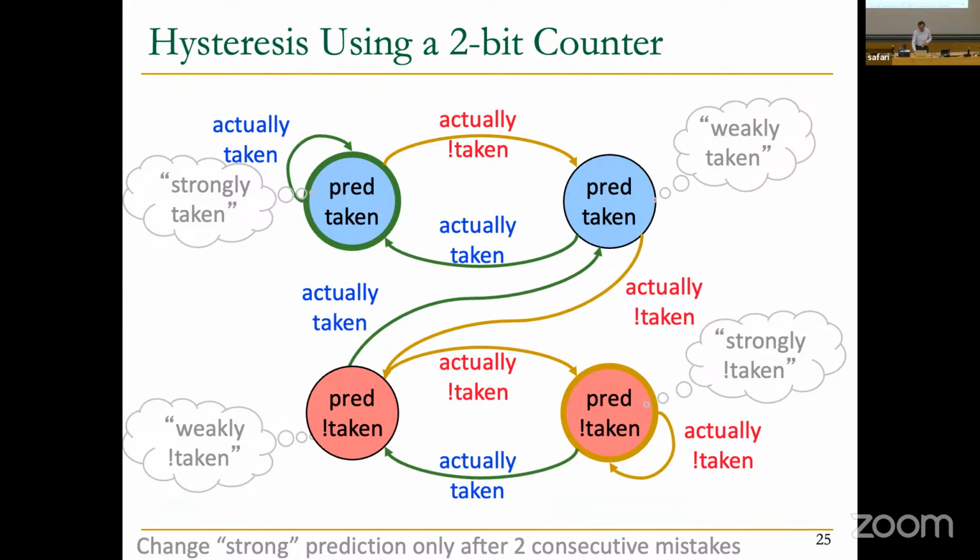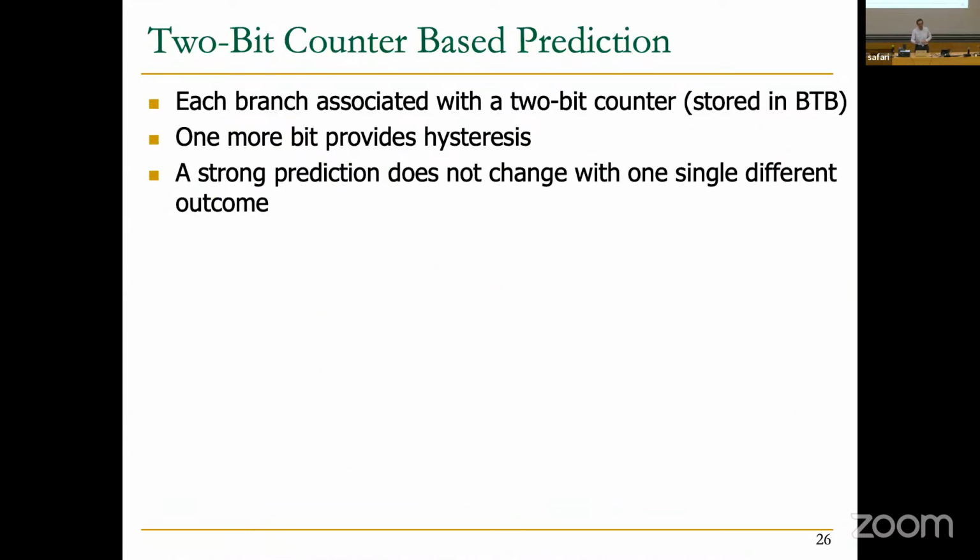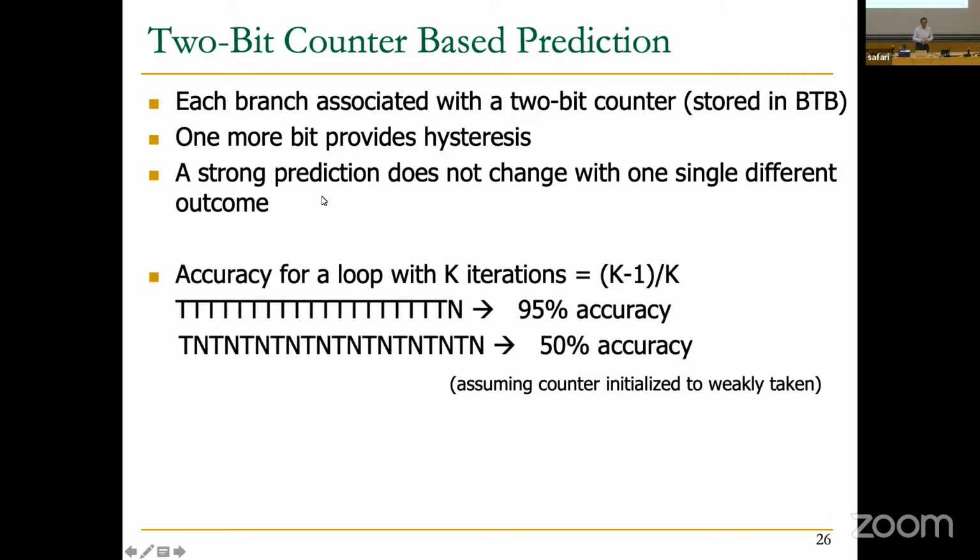Okay, so that's 2-bit counter-based prediction. Basically, each branch is associated with a 2-bit counter. It can be stored in the BTB again, because we're using the program counter to index. This 1 more bit provides hysteresis, and we already said all of this actually. So let's examine this. We actually do better compared to last time prediction, as you can see.